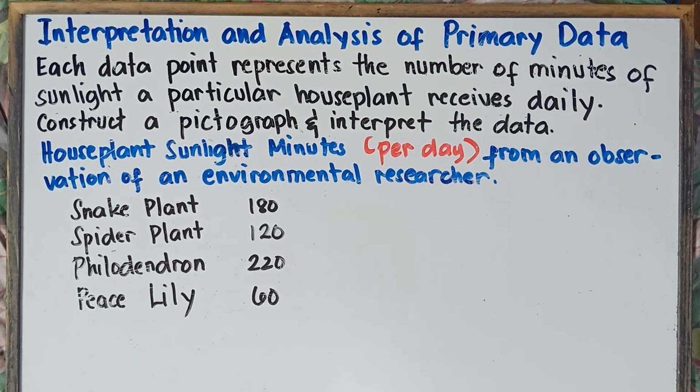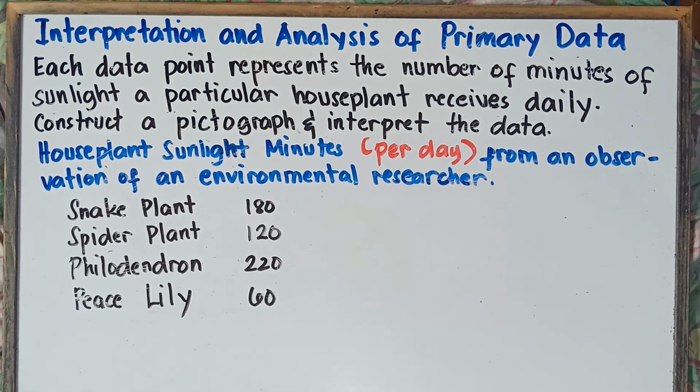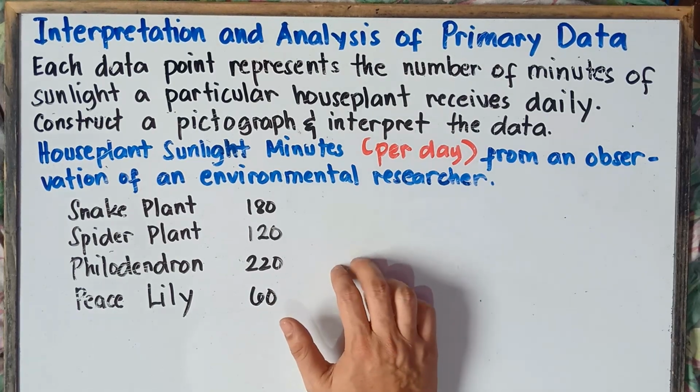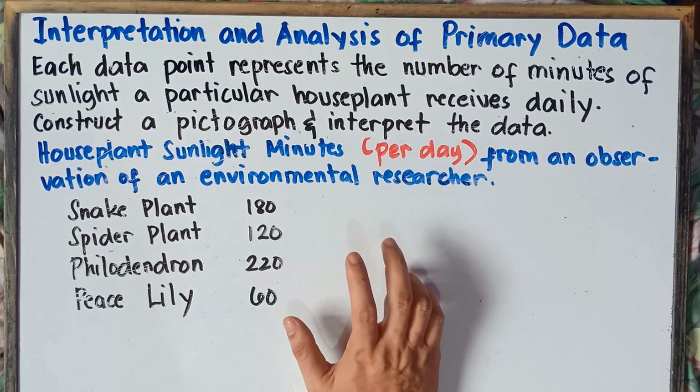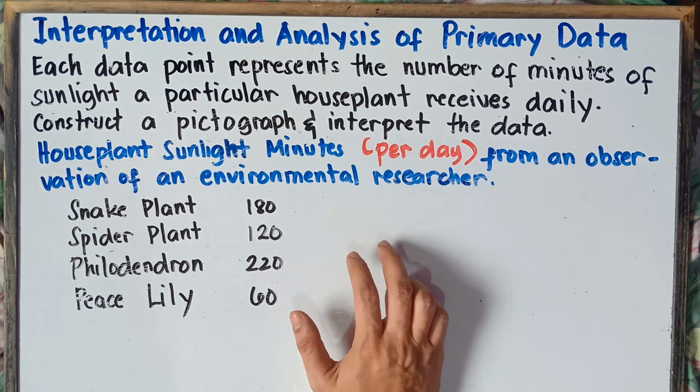Our topic for today's class is all about interpretation and analysis of primary data. And we're going to make a pictogram. So without further ado, let's do this topic. Each data point represents the number of minutes of sunlight a particular houseplant receives daily. Construct a pictogram and then interpret the data.